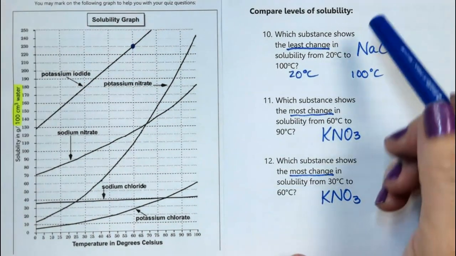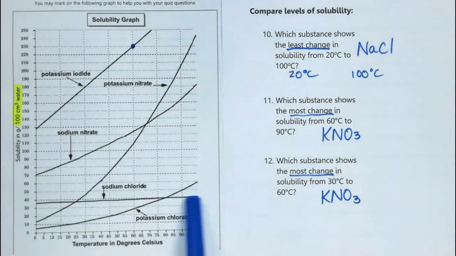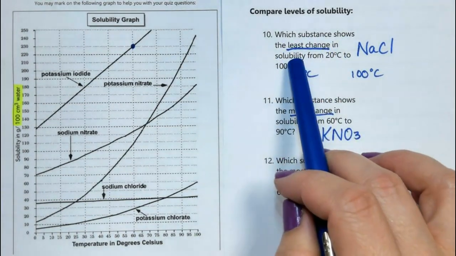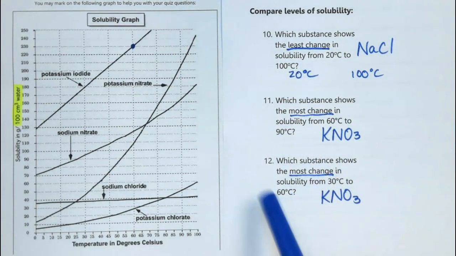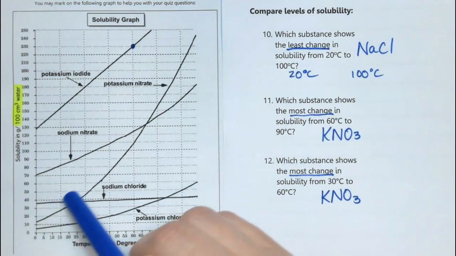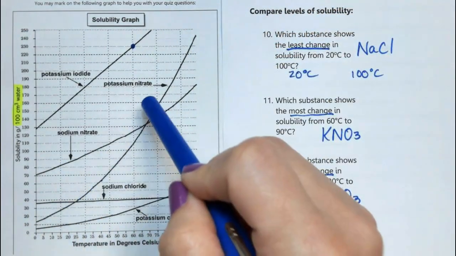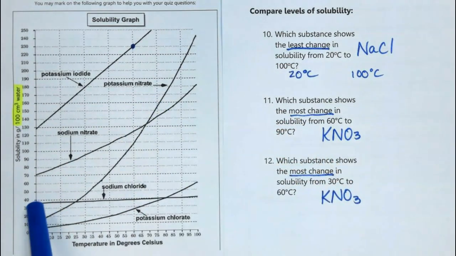And finally, comparing levels of solubility, we established that because sodium chloride had very little change from 20 to 100 degrees, that has the least change in solubility. And then if you look at from 60 to 90 or 30 to 60, it doesn't matter, you'll notice potassium nitrate has the greatest change from the lower temperature to the higher temperature. You can dissolve way more when you increase the temperature, as opposed to sodium chloride, where you can dissolve marginally more with an increased temperature.